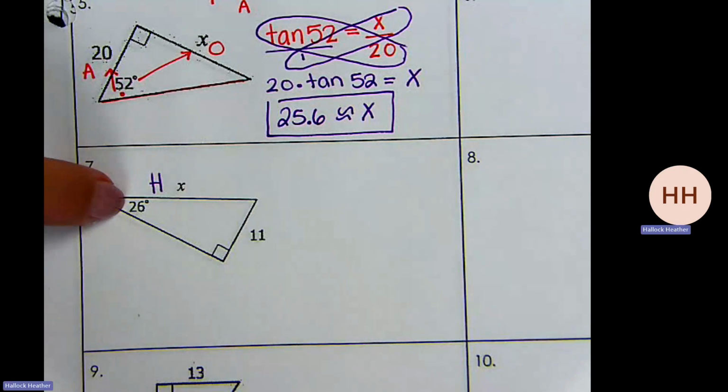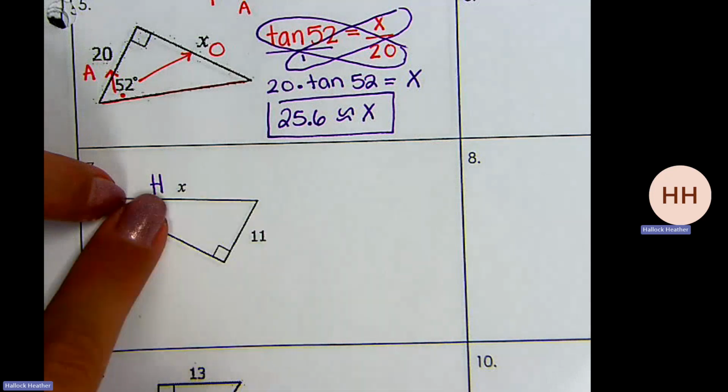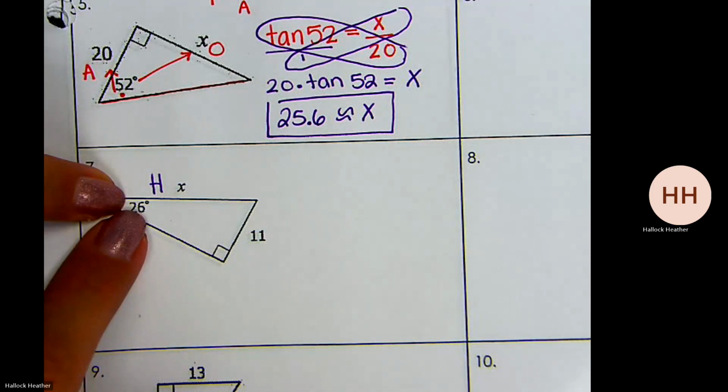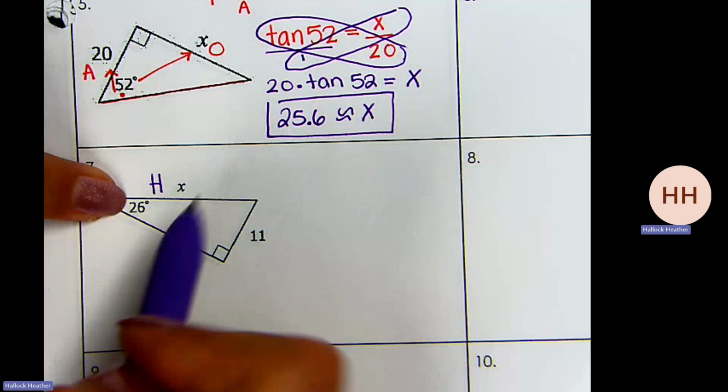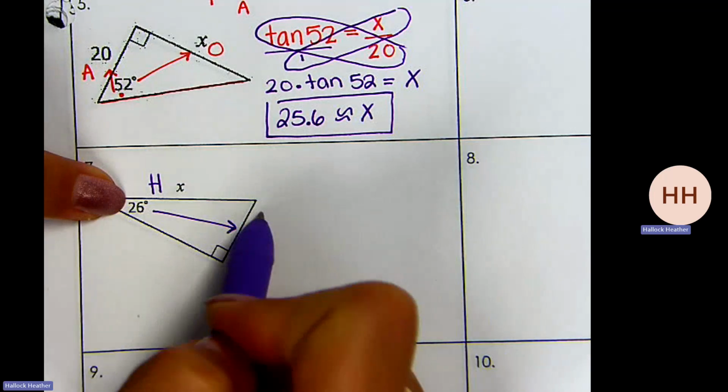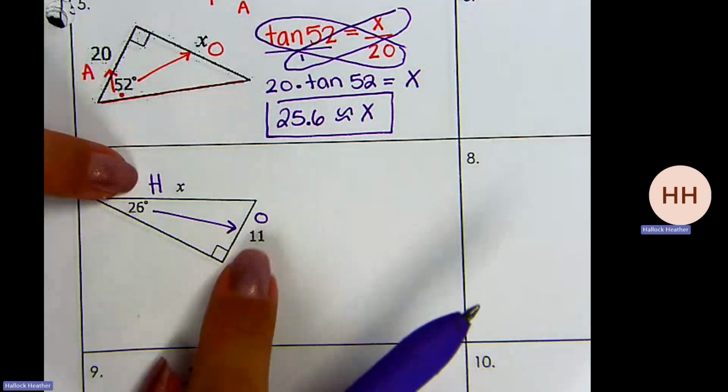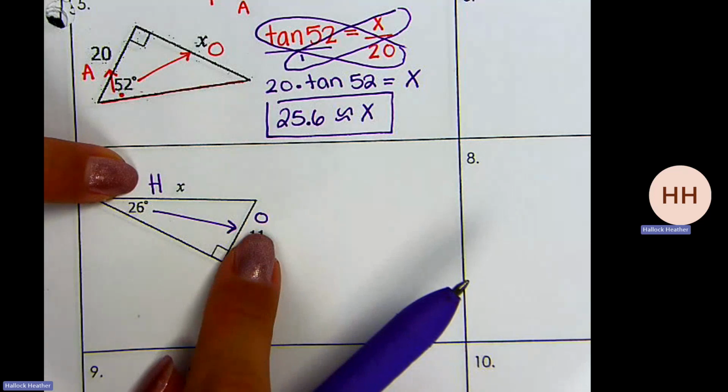If I'm standing at 26, think about me literally physically on the triangle. Is 11 opposite or is it adjacent to me? Opposite. Since it's going across, it's opposite. So I have a hypotenuse and I have an opposite. Which one uses opposite and hypotenuse? Somebody just said it. Sine.